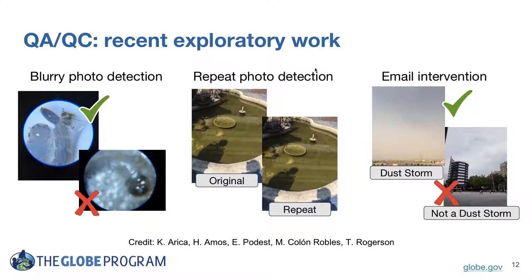I'm running a 6-month pilot right now. When people send me dust data, I automatically get an email. Then I go look at their photo, and if it's not a dust storm, I reach out to them. So ask me in 3 months what the outcome is; I'm about 3 months into it. Sometimes I get feedback, sometimes I don't. It's very interesting, but I'm curious if email intervention will have an impact on our quality.